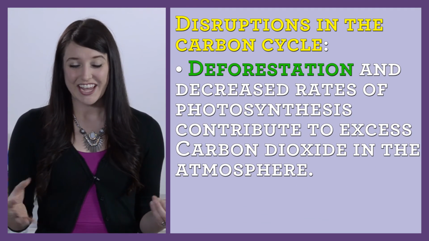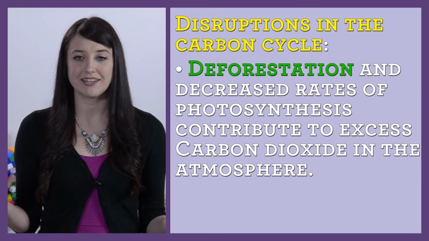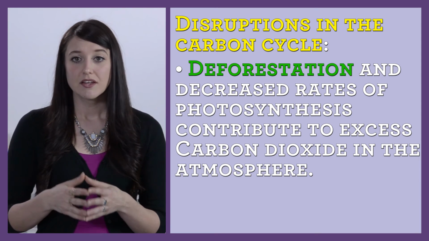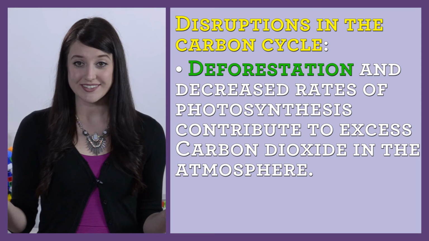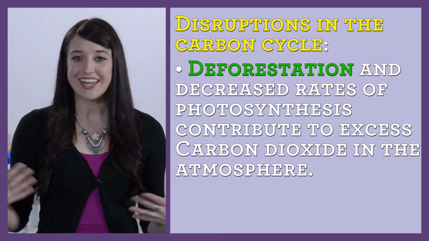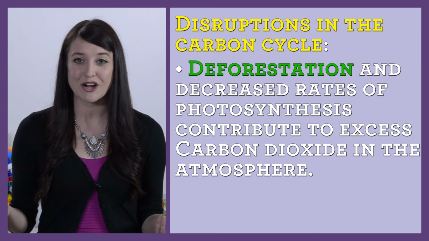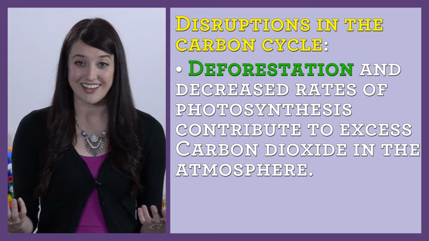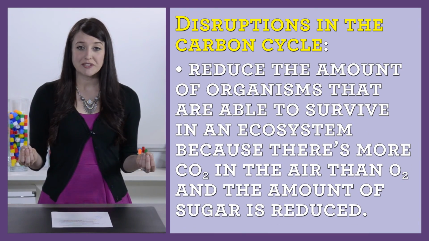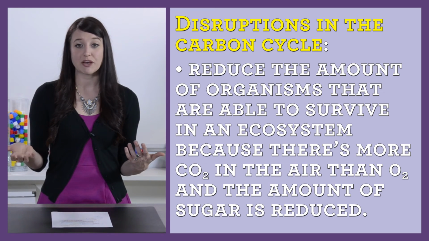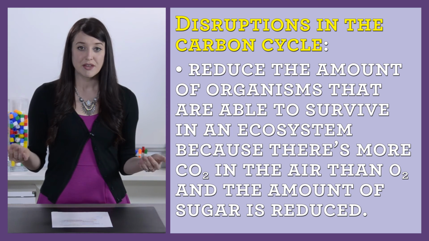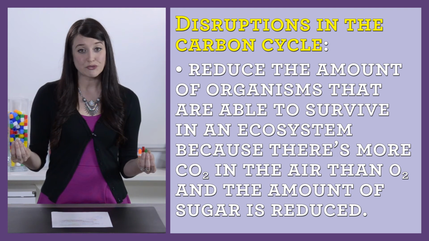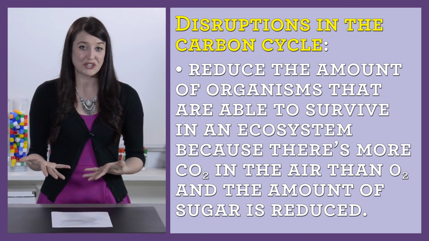Remember that plants and trees help us to use this carbon dioxide in the atmosphere and to put it into our sugar that then can be used as energy. So deforestation and cutting down trees is really counterproductive. We need these trees to help us to process that carbon dioxide into a usable form and to release oxygen so that we can breathe it in. This disruption to the carbon cycle will reduce the amount of organisms that will be able to survive in an ecosystem because there will be more carbon dioxide in the air and less oxygen. And there will also be less food for those organisms to eat in the form of sugar.